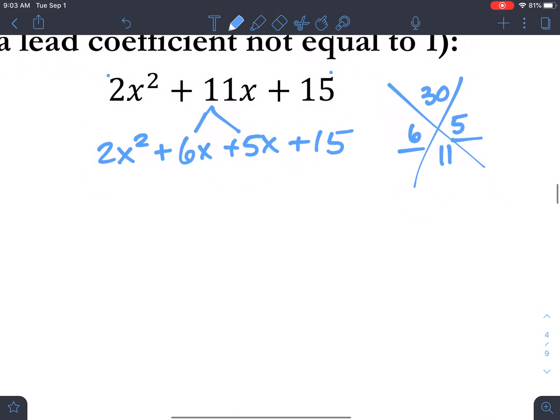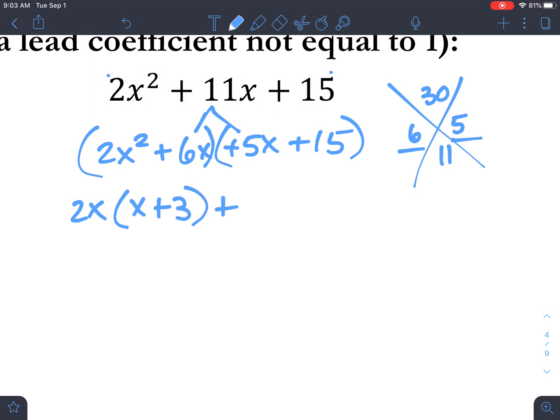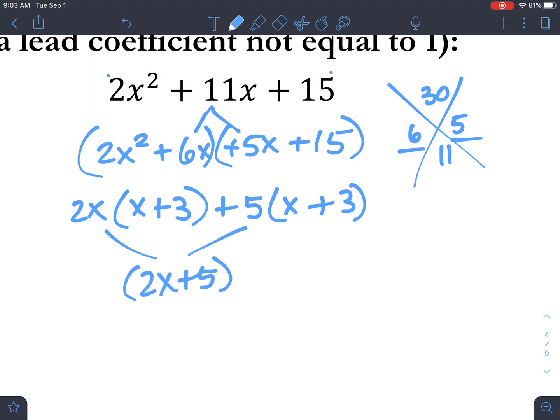Okay, and now what we're going to get to do is factor by grouping, which we talked about earlier. So I look for that GCF. I look for the GCF in the second one. It's going to be 5. Okay, I have matching parentheses, yay, and I can bring these terms together. 2x plus 5 times x plus 3.